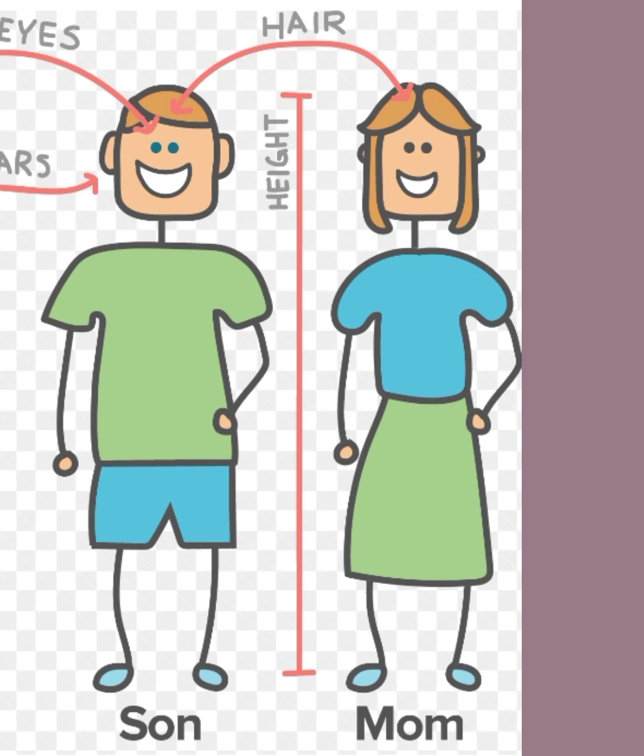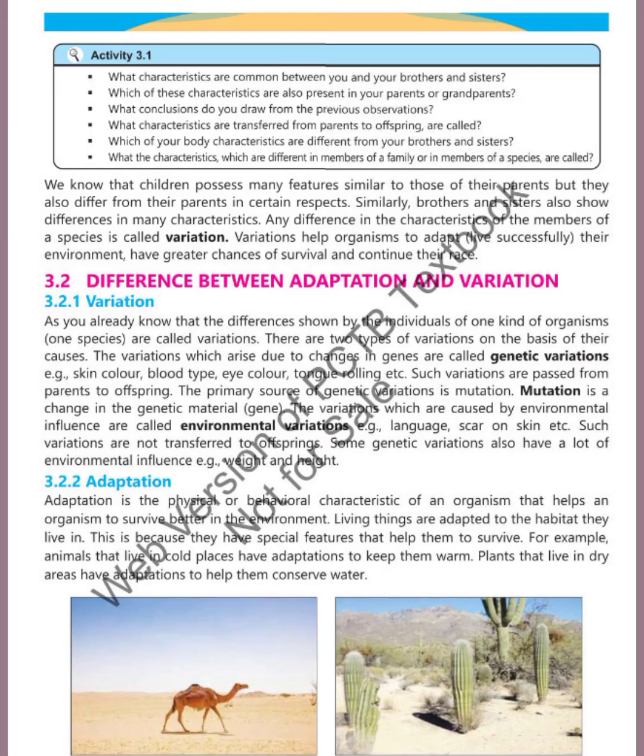Similarly, brother and sister carry almost the same genetic makeup, but variation is there. Even the thumbprints of two people can't match. Your thumbprint is different from the thumbprint of your father or your mother, and even the impressions of two different thumbs of the same person might differ. So any difference in the characteristics of the members of a species is called variation.